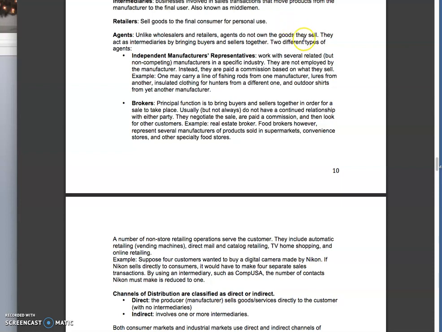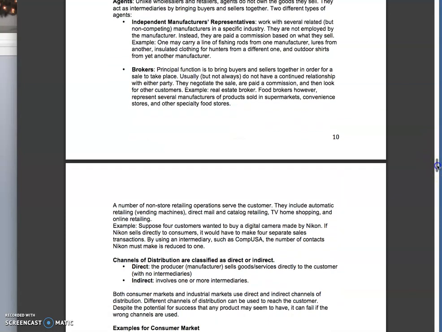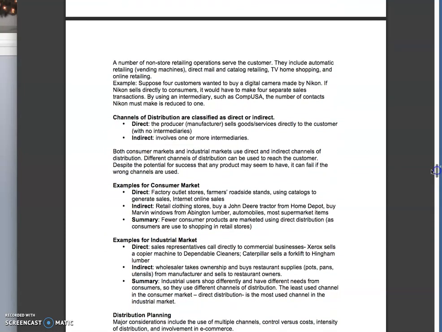And there are lots of different brokers in the world, not just real estate: food brokers, real estate brokers, marine brokers, as far as people that just sell boats for other people. And they collect their fee. So we've already referenced the different types as far as direct or indirect. And some companies do both.